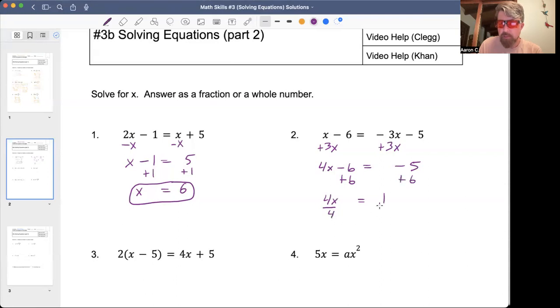So we're going to divide by 4 on both sides. That one cancels out because 4/4 is equal to 1. So then we have x equals 1/4. There's our answer.